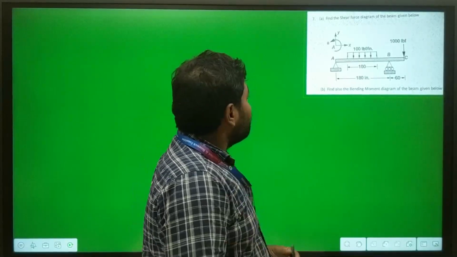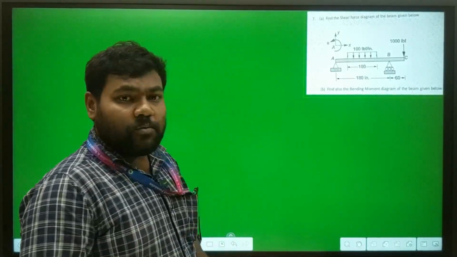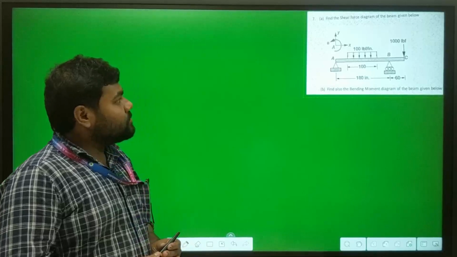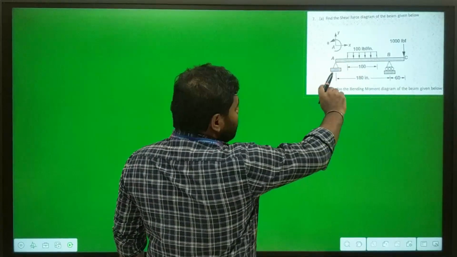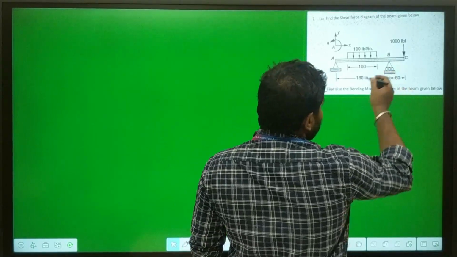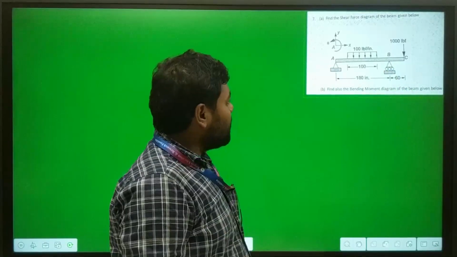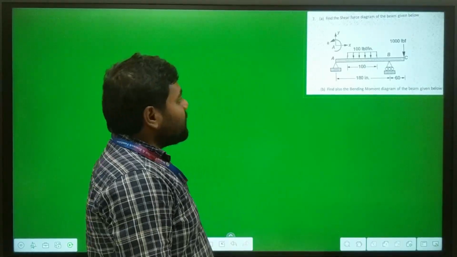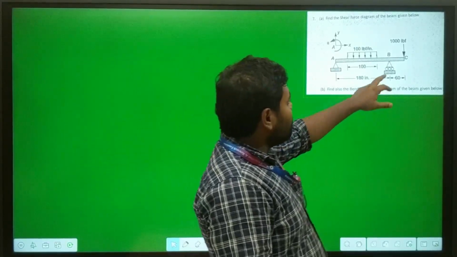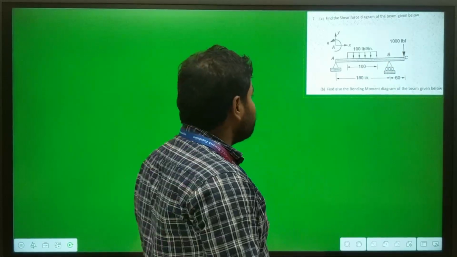So here we solve a problem on shear force and bending moment diagram. It was a previous year question for 15 marks. You can see the figure: one end is a fixed support, in the middle at point B there is a roller support, and there is a uniformly distributed load of 100 pound force per inch and one point load of 1000 pound force at point C.